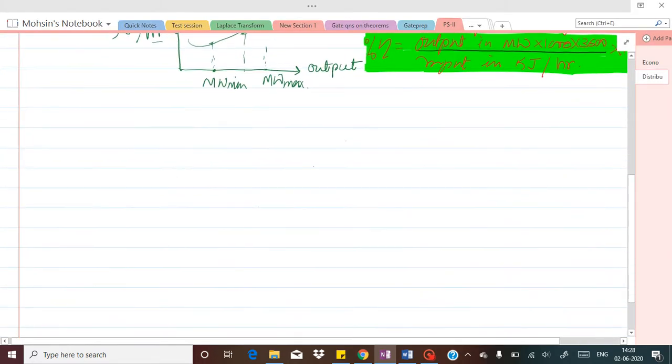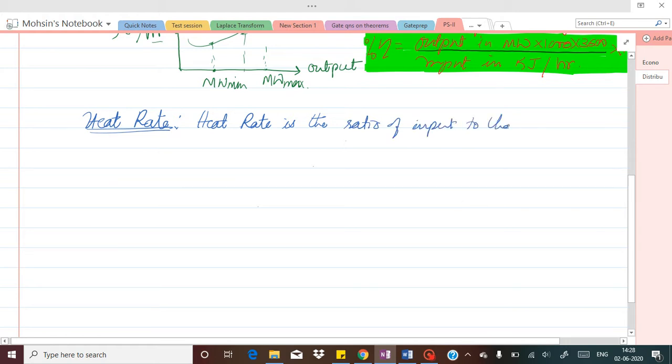Next heading is heat rate. Now what is heat rate? Heat rate is the ratio of input to the output. Therefore we can write heat rate in the form of a mathematical expression.